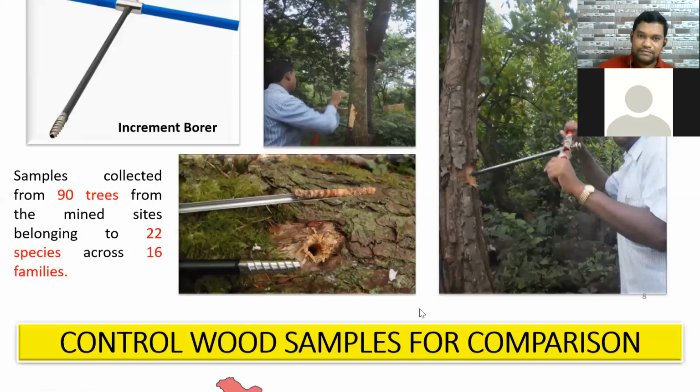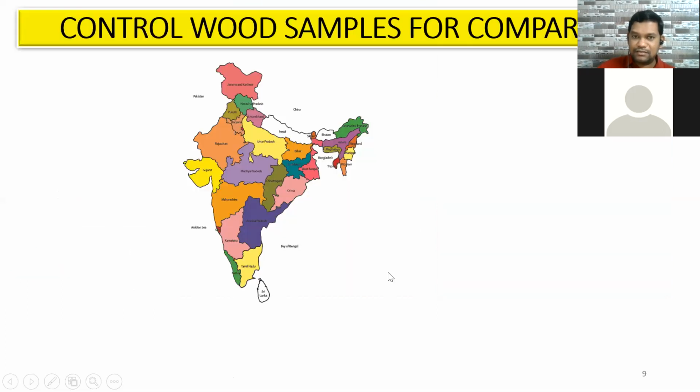And because this study had to be done for understanding the effect of this mining stress on the wood features, I had to do a comparative study for which I needed control samples. Now, in this map of India, Orissa is over here, and I had to take control samples from an area which does not have mining or does not face mining stress, and overall it faces negligible stress as well.